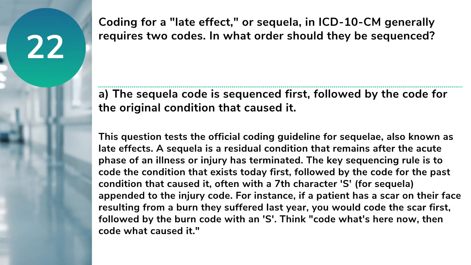Answer: A. The sequela code is sequenced first, followed by the code for the original condition that caused it. This question tests the official coding guideline for sequelae, also known as late effects. A sequela is a residual condition that remains after the acute phase of an illness or injury has terminated. The key sequencing rule is to code the condition that exists today first, followed by the code for the past condition that caused it, often with a seventh character S, for sequela, appended to the injury code.